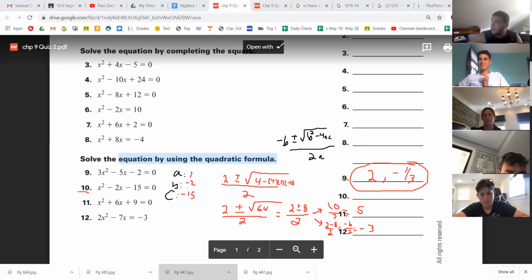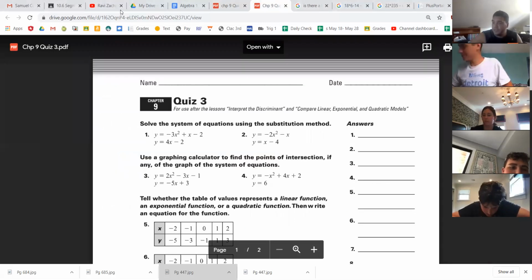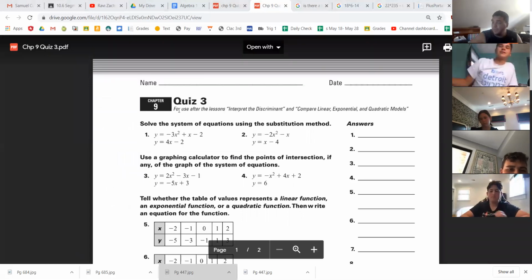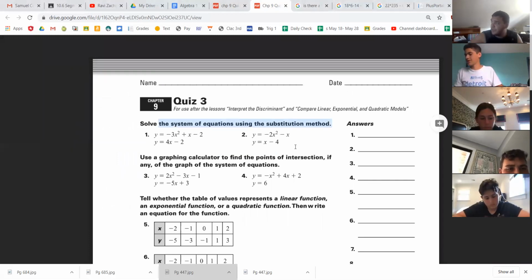Okay, I'm going to clear the board. It's 5 and -3. We're going to the second quiz. This one, I only assigned 1 through 4. The reason is we didn't do the next section, nor do I care for you to do the next section. Okay, first off, we have this one right here, system of equations using the substitution method.